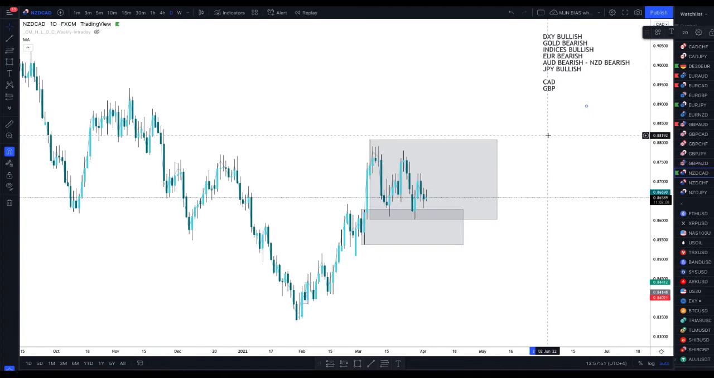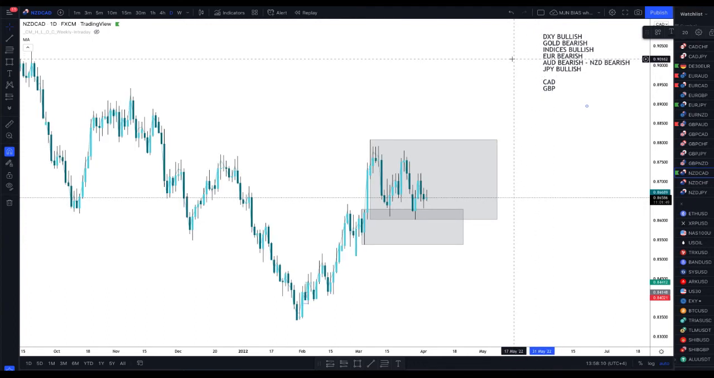If DXY is bearish, we're going to expect the gold will be bullish, and indices will be bearish, and Euro will be bullish, and Aussie will be bullish. Now, what becomes confusing is when you have pairs like Euro Aussie, because they're both meant to be bearish, right? So then it's more of a battle between which one is weaker or which one is stronger when you take gold out of the picture.